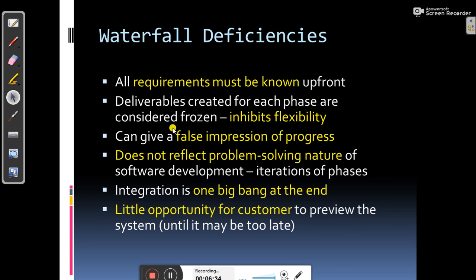There is little opportunity for the customer to preview the system until it may be too late. So in the whole process there is little opportunity for the user or customer to understand or preview the whole system, and it might give a false impression of progress.